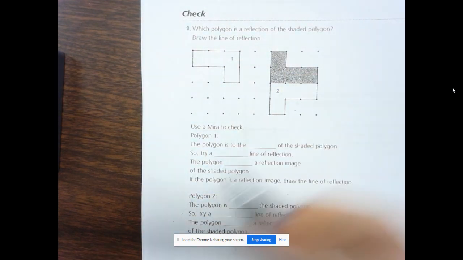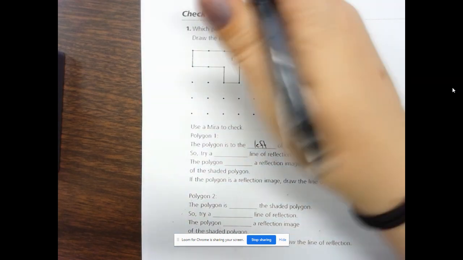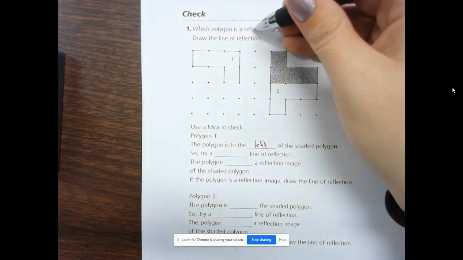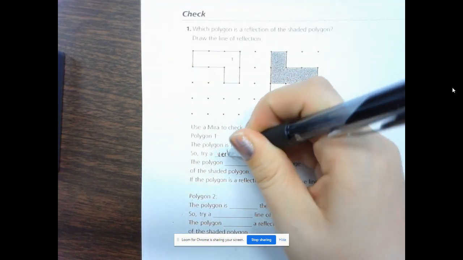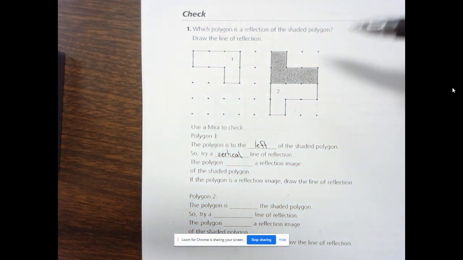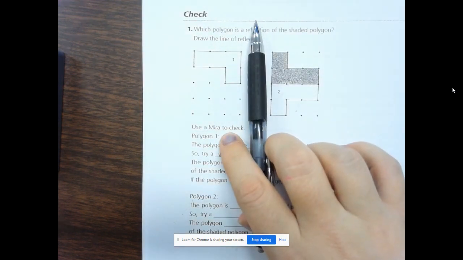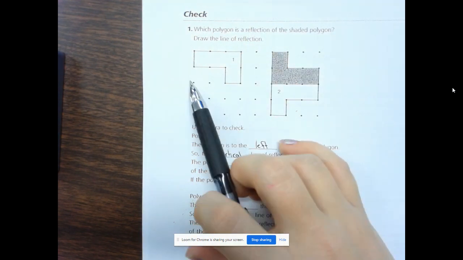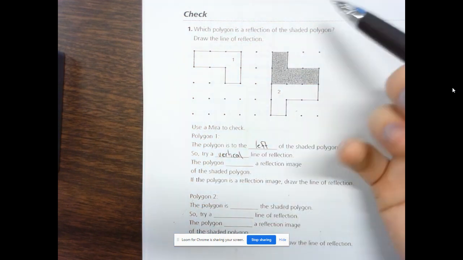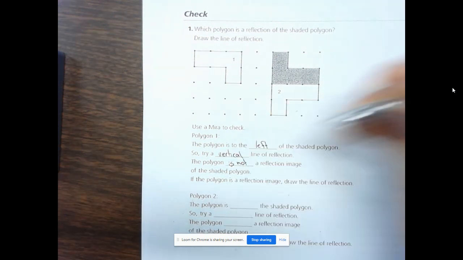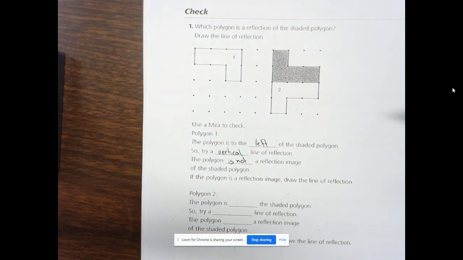So we're looking at polygon 1. Polygon 1 is to the left, so it's over to the side of the shaded polygon. To see if it is a reflection, we would need to look at a vertical line. So that's how I would be crossing it over. I would try a vertical line of reflection. If I were to fold it across that line, is it the same shape? No, right? It would have had to have been long on the bottom and not at the top. It's like rotated and not actually reflected. So the polygon is not a reflection image of the shaded polygon.